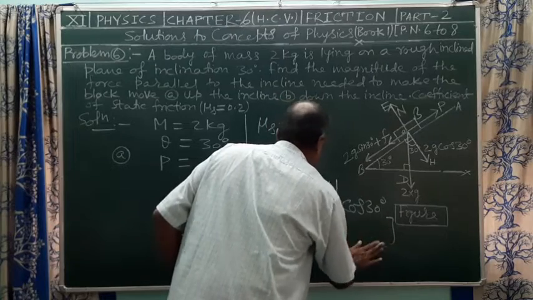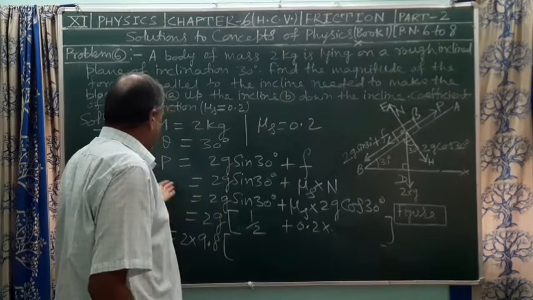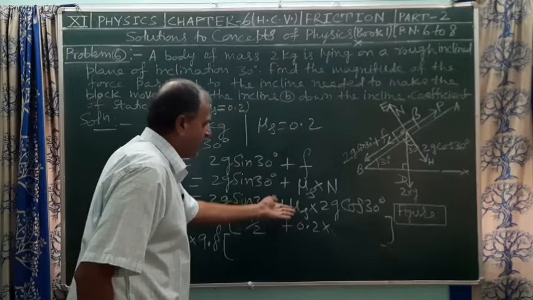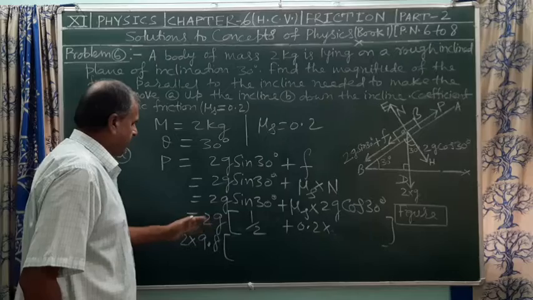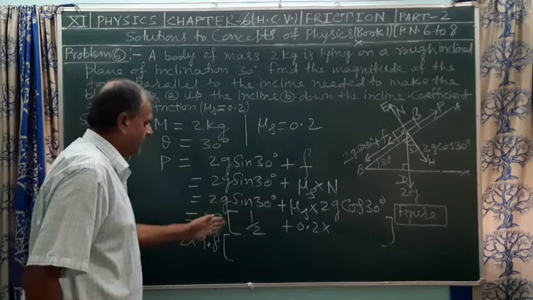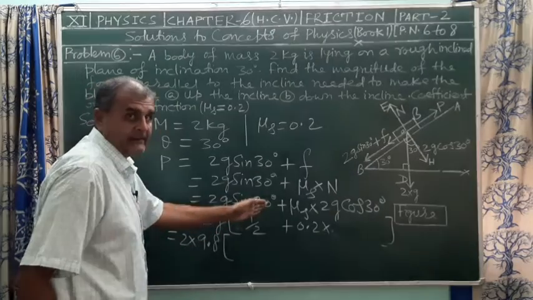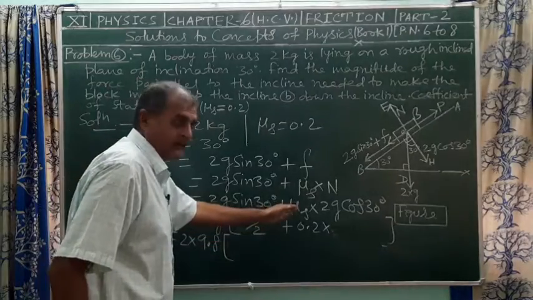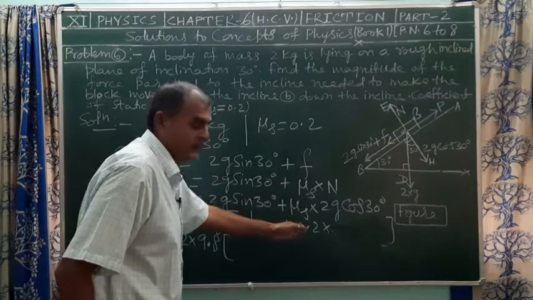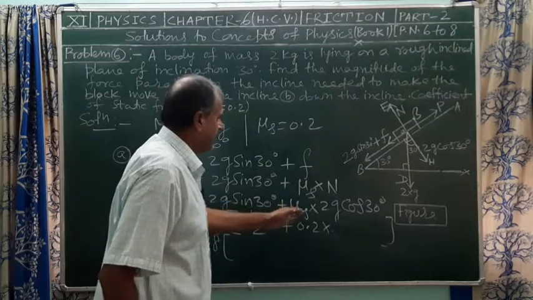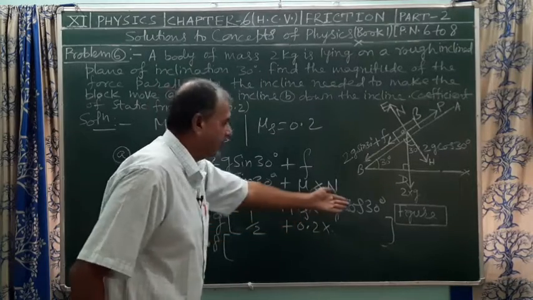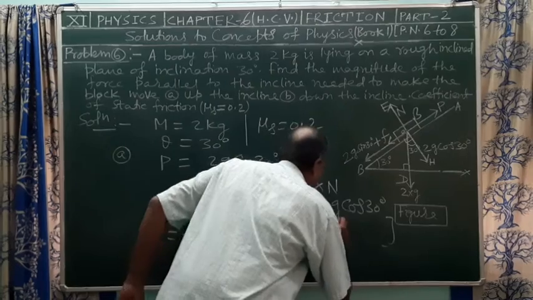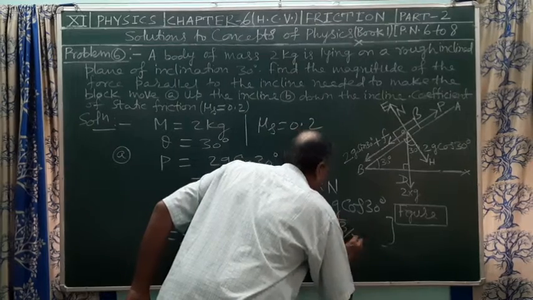So in the above term P is equal to 2g sin 30 plus mu s into 2g into cos 30, and in the next term 2g is taken out of the bracket, so inside the bracket it is sin 30, which is half, plus mu s, the value of mu s is 0.2, the coefficient of static friction, multiplied by cos 30, which is root 3 by 2.